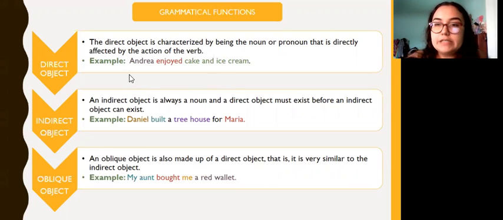For example, Andrea enjoyed cake and ice cream. Here the subject is Andrea and the verb is enjoyed, and we ask ourselves the question, what did Andrea enjoy? Cake and ice cream, which will be the direct object. We must take into account that direct objects are generated from transitive verbs, that is, action verbs.